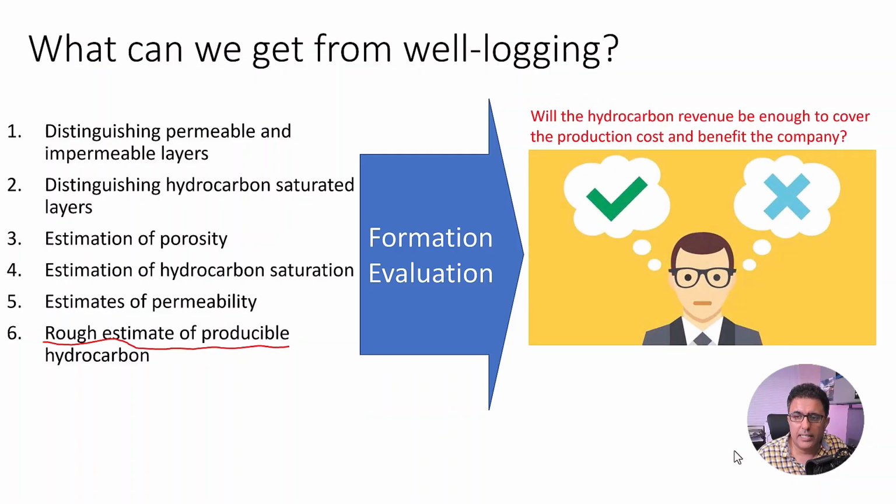So assume that the company, after looking at different data that they have, comes to the conclusion that this is a good area to invest. We can drill several wells here and produce oil and gas. And if we do that, we may be able to make a lot of money. So in other words, that area is highly profitable.